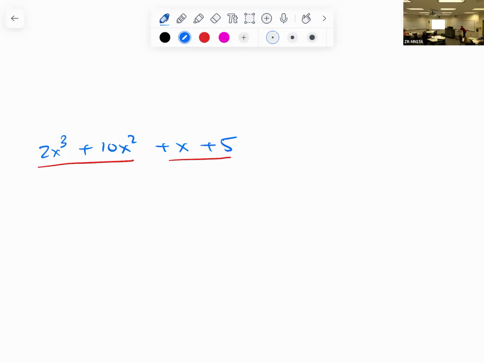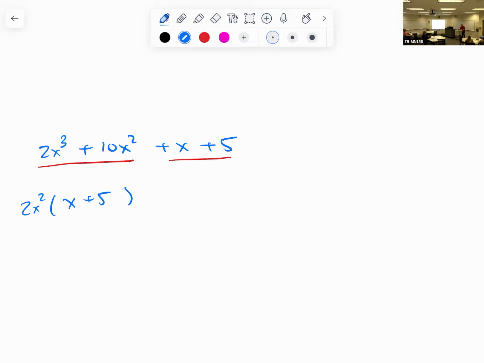When you look at it just 2 terms at a time, of the first 2 terms, what's the greatest common factor? 2x squared. When I pull 2x squared out of 2x cubed plus 10x squared, what remains? x plus 5. Yes, the whole thing. What remains is x plus 5.